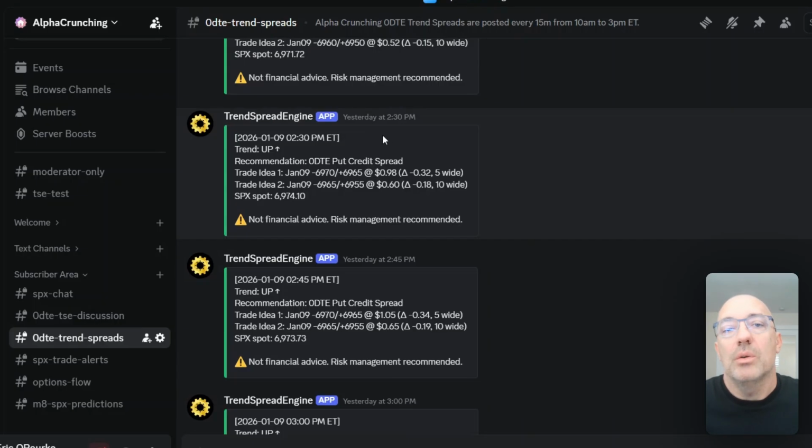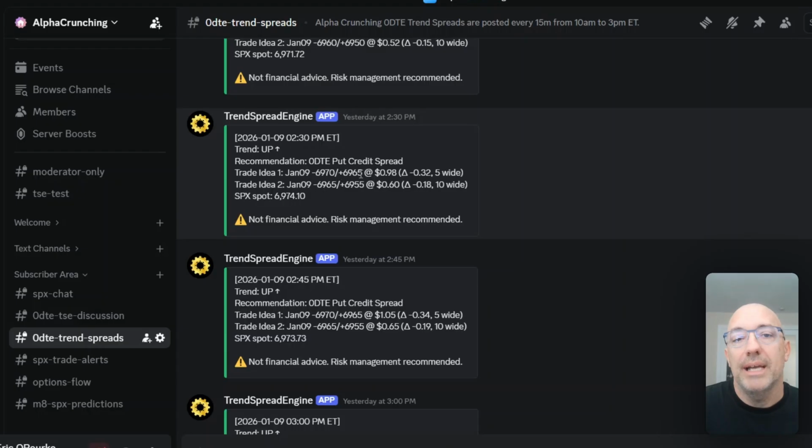So every 15 minutes, starting at 10 a.m. Eastern time to 3 p.m., it's going to post an alert. Let's just call it an alert. And if the trend is up at that time, and we're looking at the 2:30 alert here from yesterday, you're going to see a green bar here. It's going to say trend up, and it's going to say the recommendation at this time is a 0DTE put credit spread. We've then put in two sort of strike selections or two variables here.